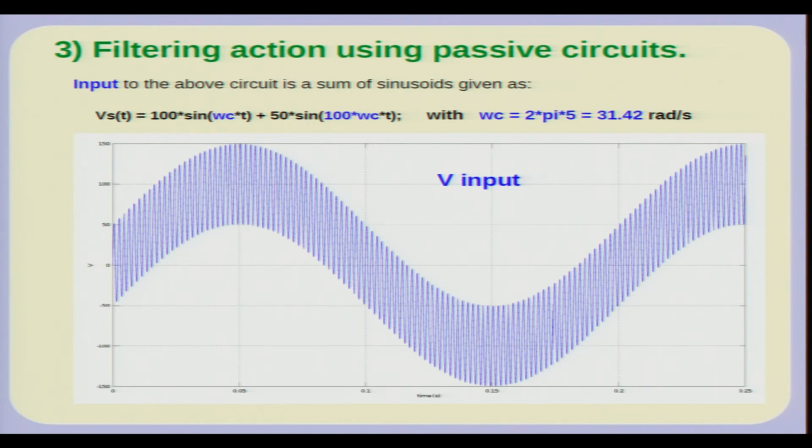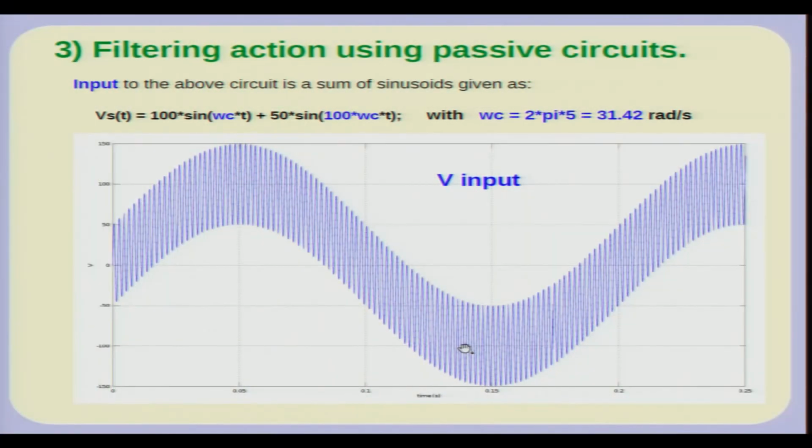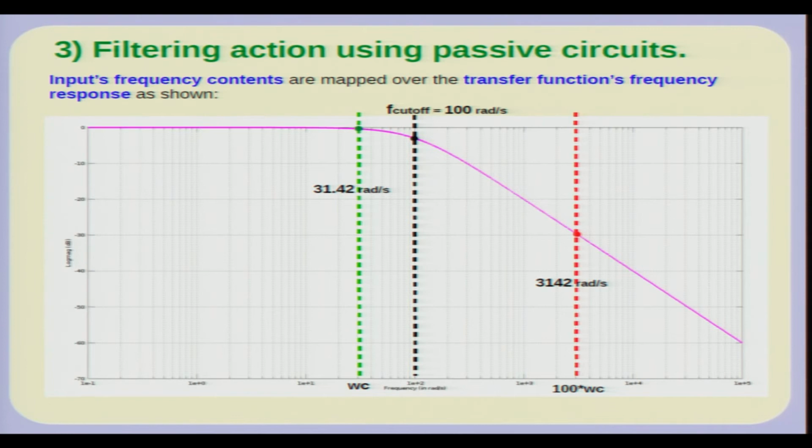You can see the low frequency is a very benign and slow moving sinusoid, and riding on it is of course the high frequency sinusoid. If you pass this through the filter which I mentioned some time ago, and plot this on the log scale, you will find that this 31.42, the first term of the two sinusoids, is hardly attenuated, your gain is 0 decibel, that is 1, but at 3142 radian per second, which is the second term in the input, the gain is minus 30 dB, which is actually a very low gain.